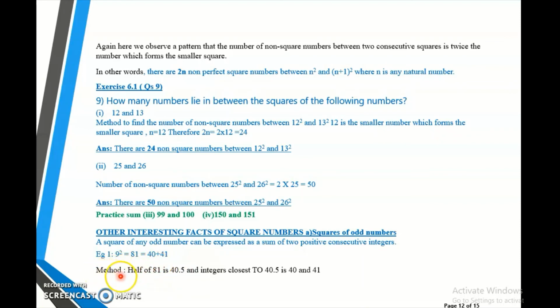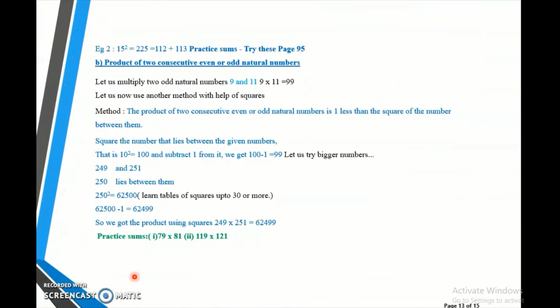Okay. Now, let us take another example. 225. What is half of 225? It is around 112. So 112 plus 113 gives you 225. That is, two consecutive integers give you an odd square number. Interesting, isn't it?